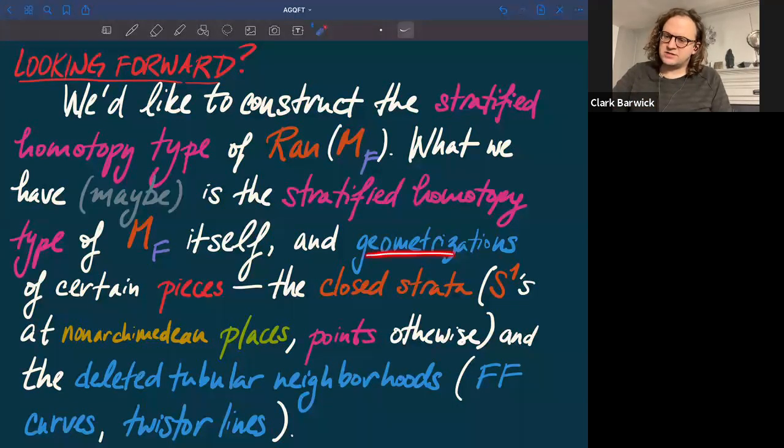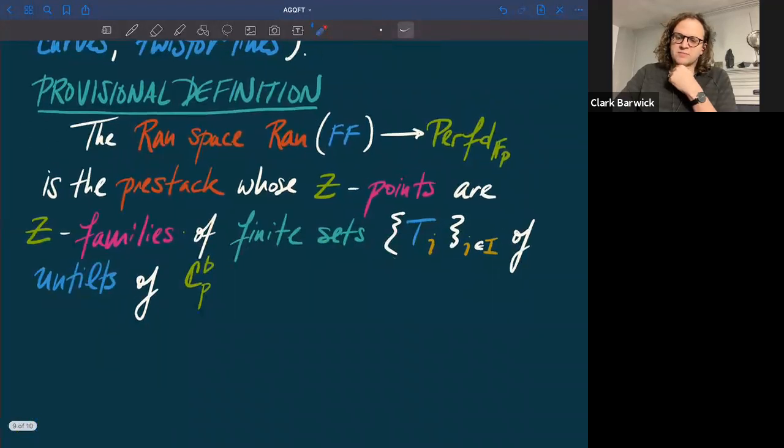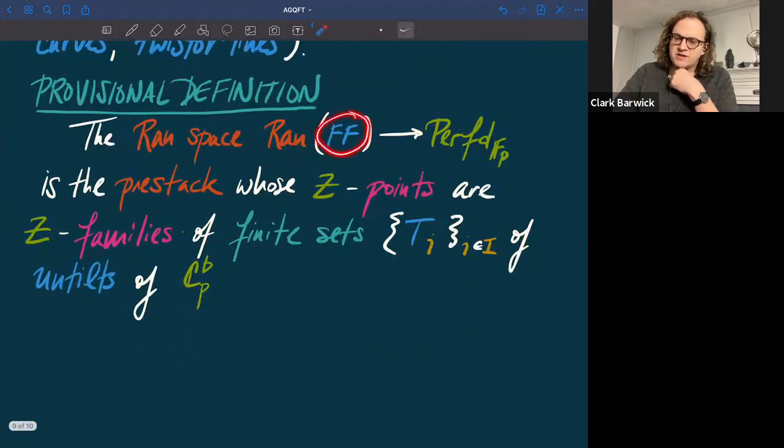We have access to geometrizations of certain pieces of that stratified homotopy type. So for example, the closed strata have concrete S1s that are sitting inside them. And these deleted tubular neighborhoods have the Fargues-Fontaine curve sitting inside them. And so you could give something like a provisional definition of something like the Riemann space of the Fargues-Fontaine curve.